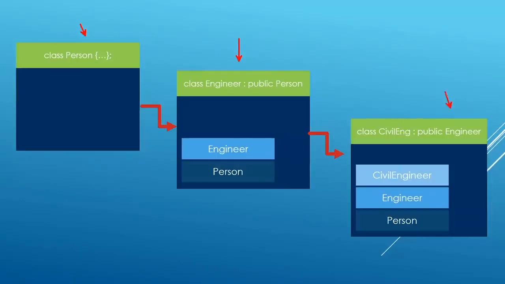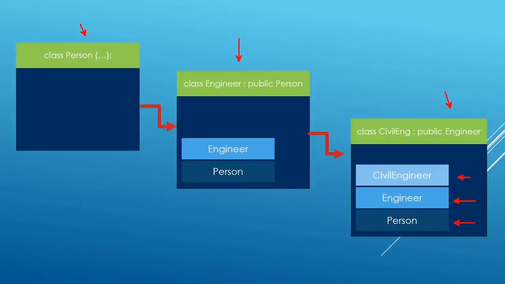When we create a civil engineer object, we have seen that the base part is built first. So we are going to build the person part of us, then the engineer part of us on top of that, and then the civil engineer part of us on top of that. So the constructors are going to be called in this order. We will call the person constructor first, engineer constructor after that, and then the civil engineer constructor after that to set up our civil engineer object.